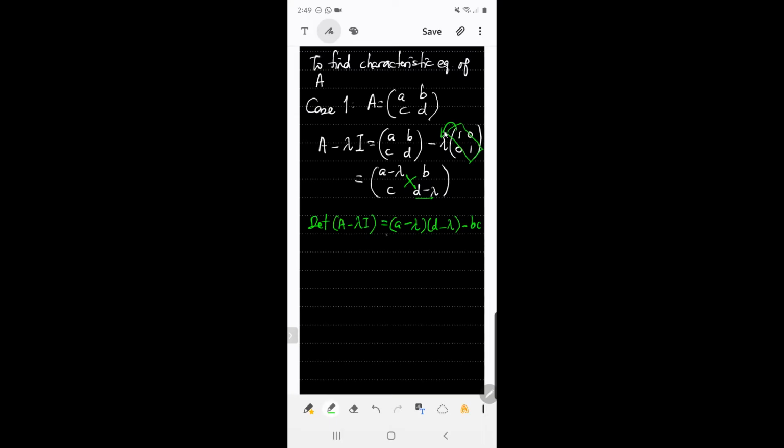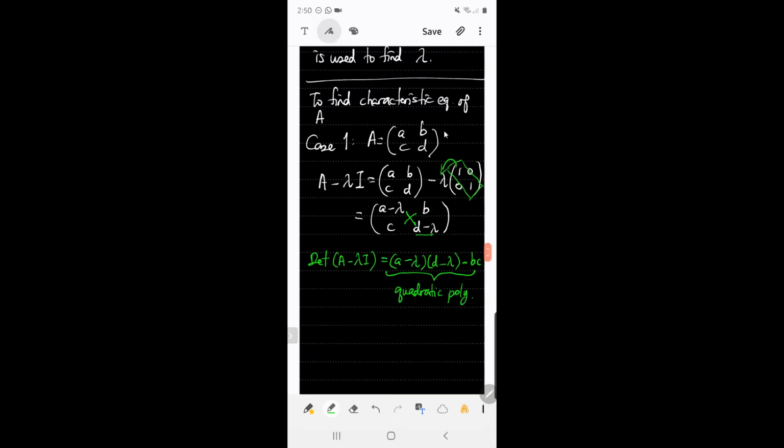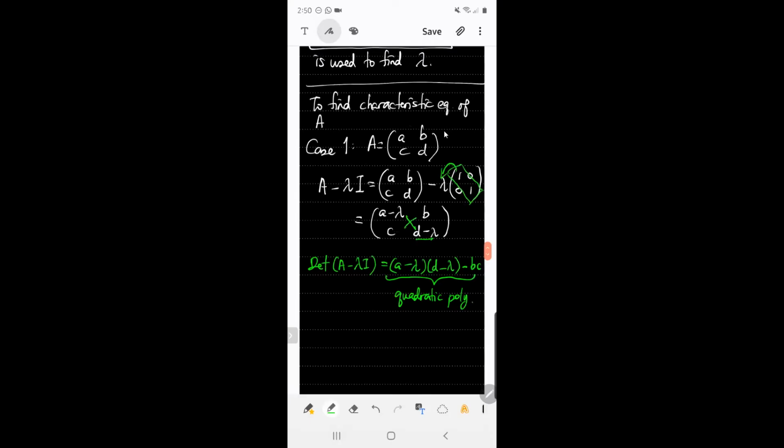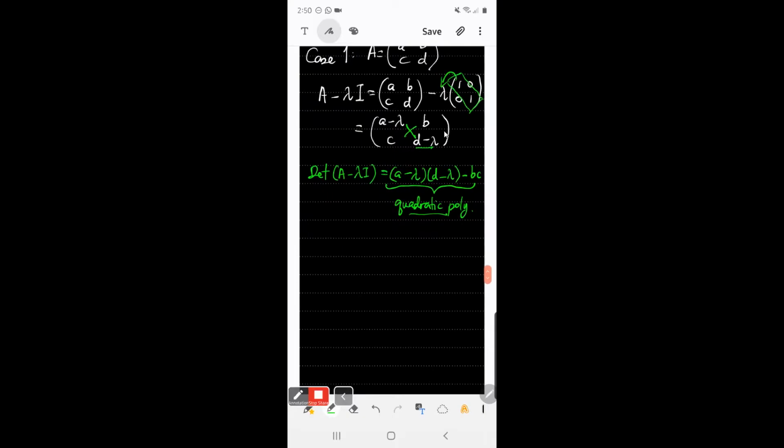So you see, this is actually a quadratic equation. So it's a quadratic polynomial. So the characteristic equation of A, when A is a 2 by 2 matrix, is a quadratic polynomial, right? Then after that, you move on with the solution. So you have to set the determinant of A minus lambda I equals to 0. So after that, you will have to solve the equation A minus lambda, D minus lambda, minus BC equals to 0. So in this case, you solve, you will get lambda equals to lambda 1 and also lambda 2.